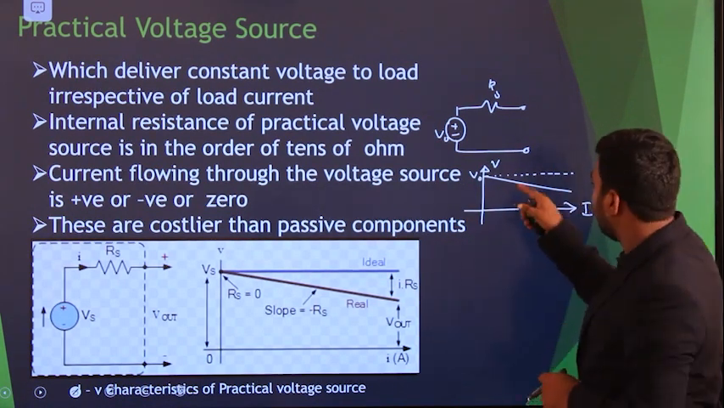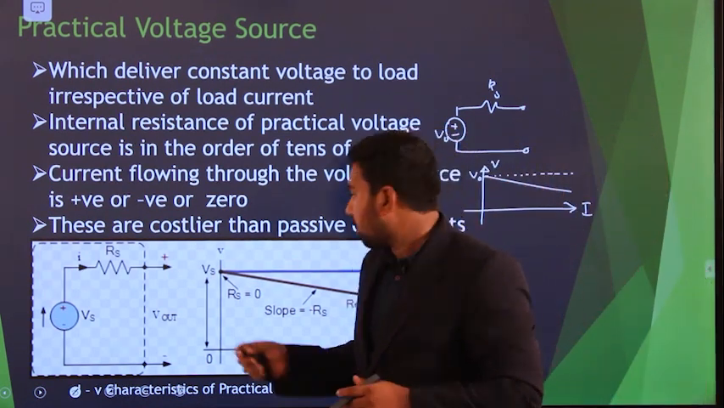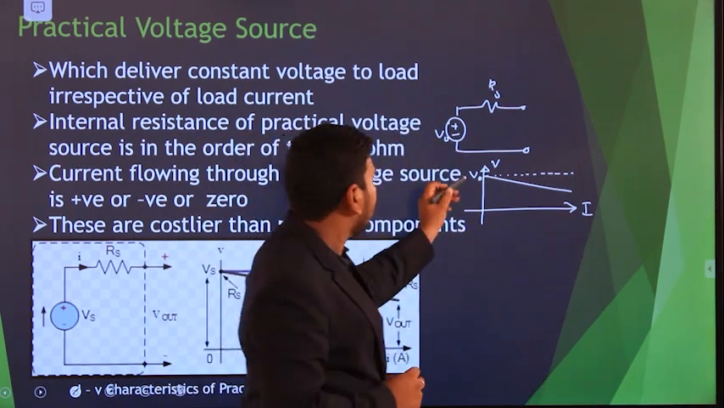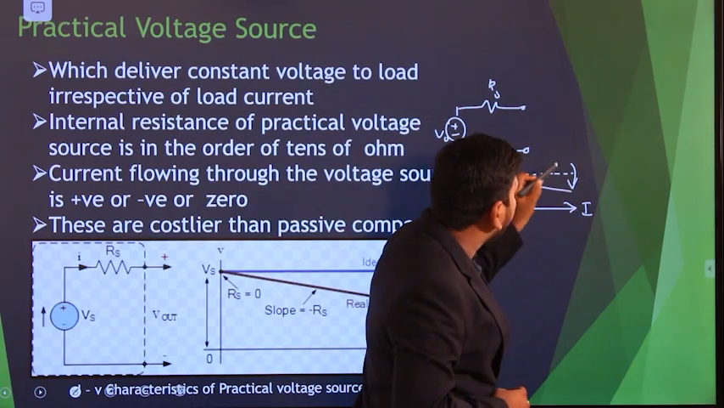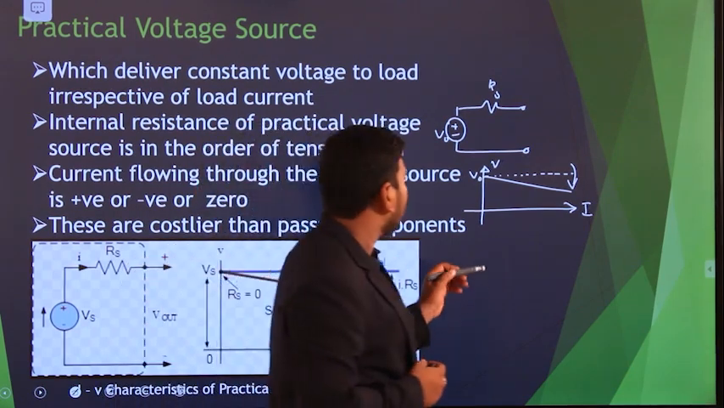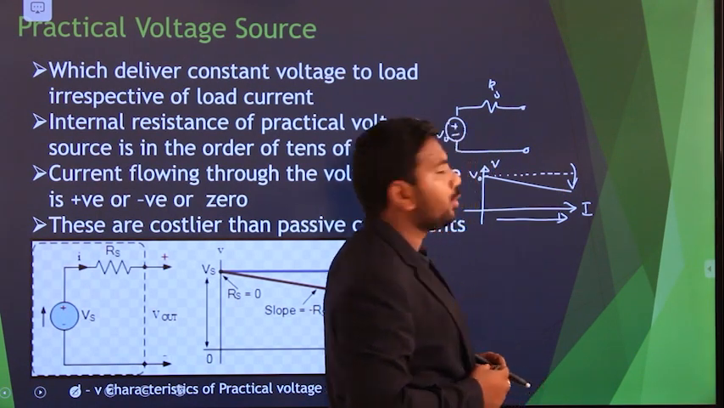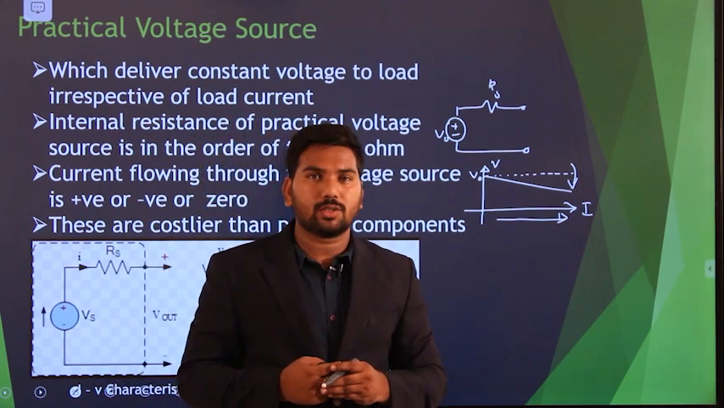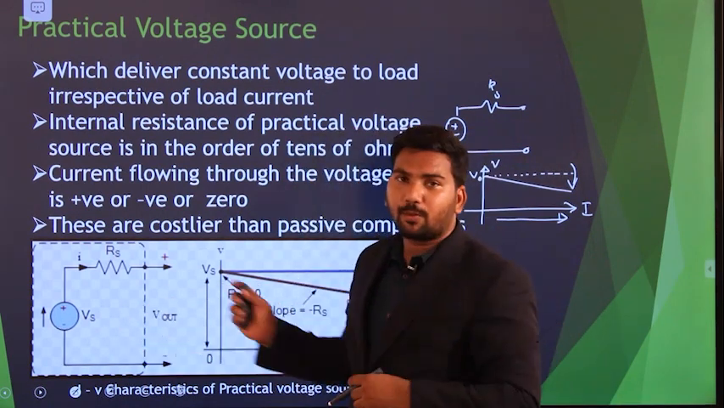If you see this ideal IV plot, this dotted line will be the expected value, but due to the presence of the internal resistance, the voltage will be dropped, so it decreases. This is due to the internal resistance of the practical voltage source. As current increases, this value decreases. So this is the practical voltage source IV plot.